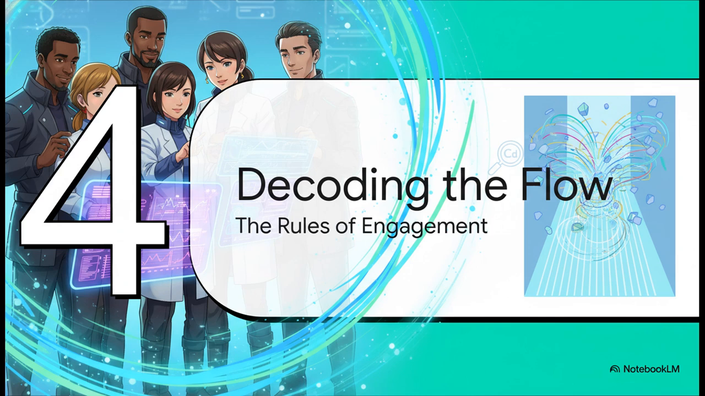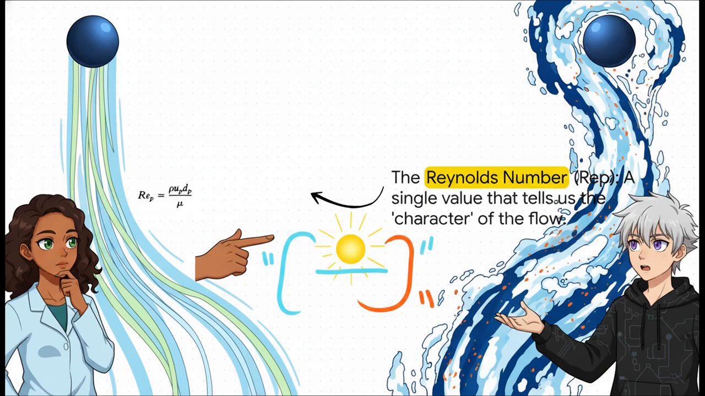Okay, so we've got this great equation for terminal velocity, but there's a catch. It's got that one tricky variable in it, the drag coefficient, CD. And to figure that out, we first have to understand the actual character of the fluid flow. We need to know the rules of engagement. So how in the world do we find that drag coefficient?